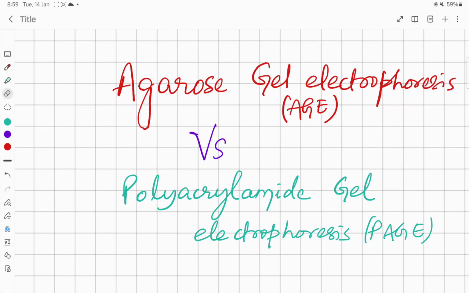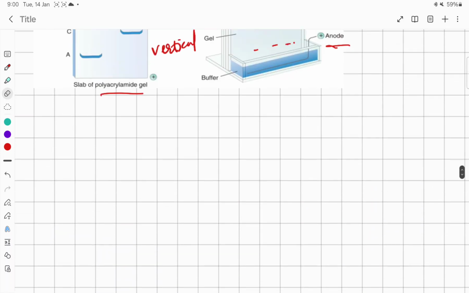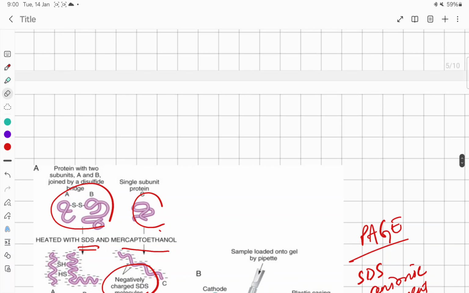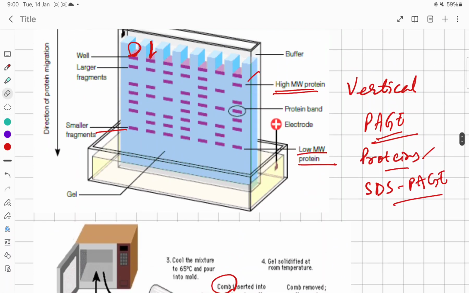Today we are going to differentiate between agarose gel electrophoresis and polyacrylamide gel electrophoresis. You can refer to our earlier class on gel electrophoresis. What is gel electrophoresis?